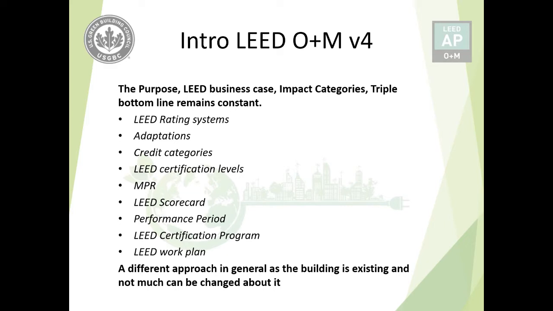So the main things that are different from BD+C in this O+M, which I'll be discussing in this video, are the LEED rating systems. There are some differences in adaptations. In fact, there are fewer adaptations in O+M, and the credit categories are also fewer. The integrative process is not there. The certification levels would be important, since we are discussing the credit categories and their points. MPR is almost similar. The scorecard is different because it is based on the categories and their descriptions.